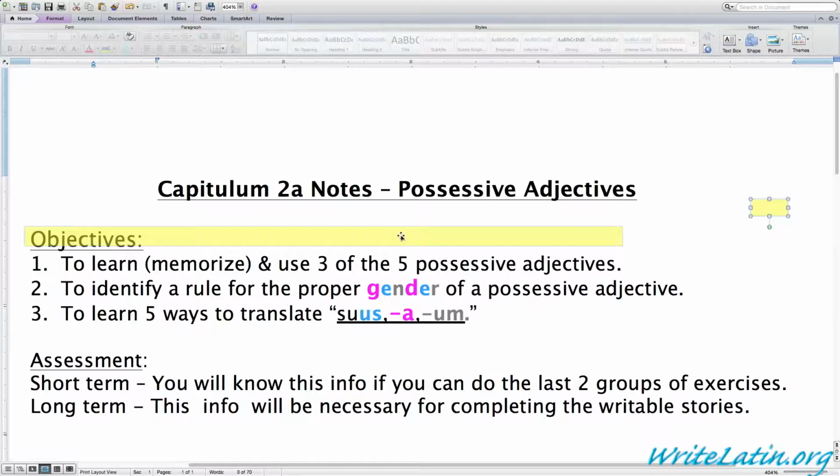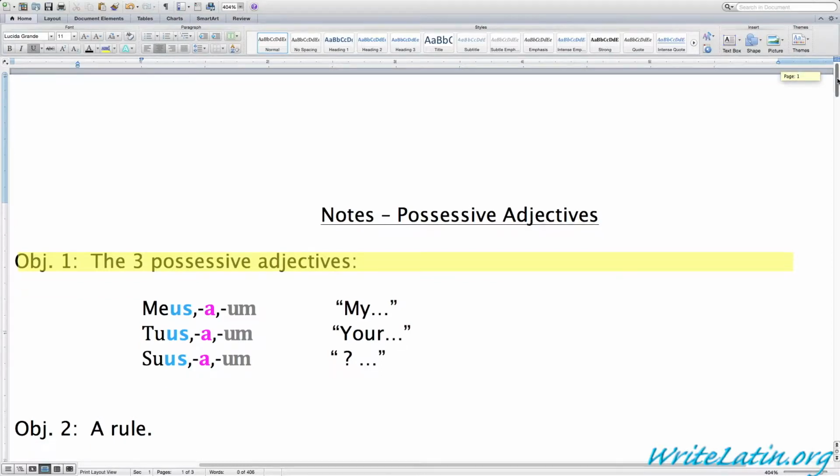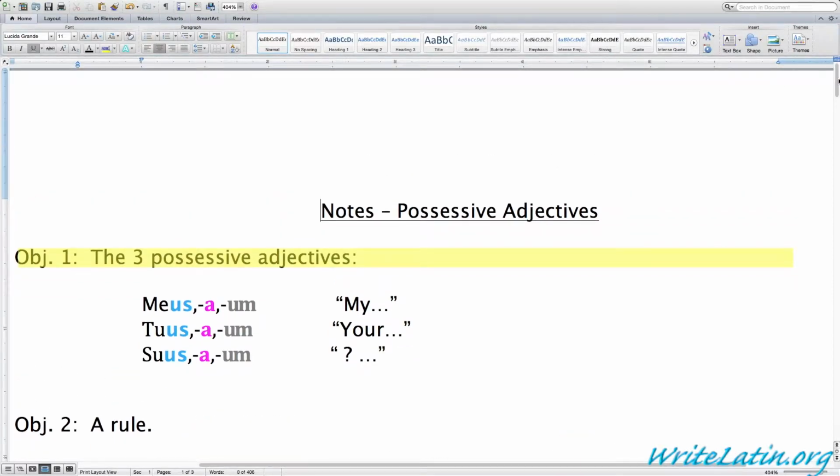You will know if you have understood this material if you can do the last 2 groups of exercises. Long term, this material will of course be part of completing the writable stories. In this chapter, we introduce 3 possessive adjectives. Possessive adjectives are one way to indicate possession, and this is the first way. The other way will be the main one, but this is the lesser one.